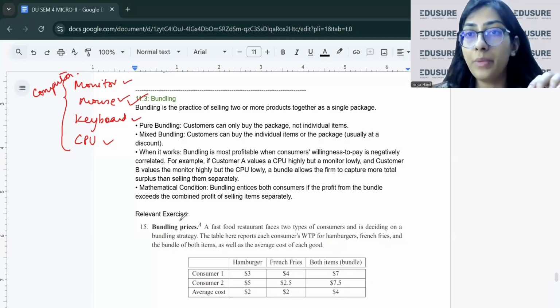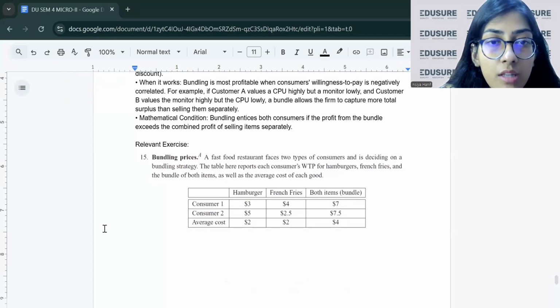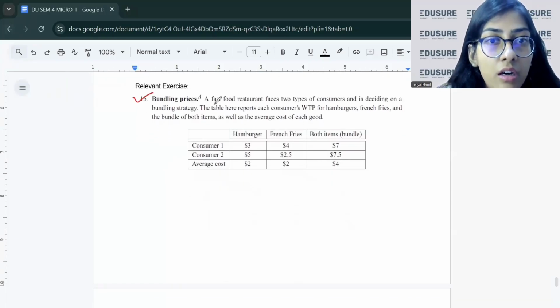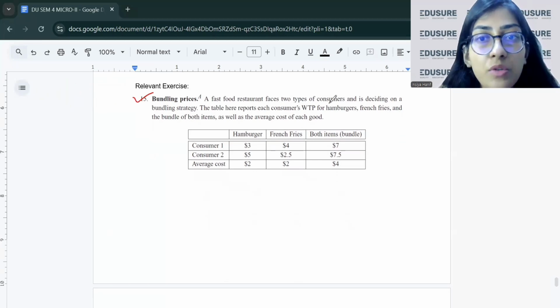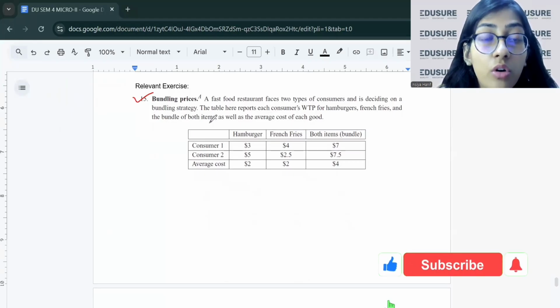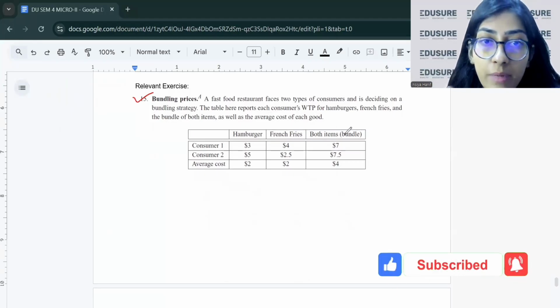Okay. So let's do an example. Okay. हम एक exercise करते हैं, वहां से आपको ज्यादा समझ आएगा. So this is the question number 15. इसके questions नीचे है. A fast food restaurant faces two types of consumers and is deciding on a bundling strategy. The table here reports each consumer's willingness to pay for hamburgers, French fries, and the bundle of both items, as well as the average cost of each item. Okay, so you have hamburger, French fries, both items as a bundle, and you have the average cost.